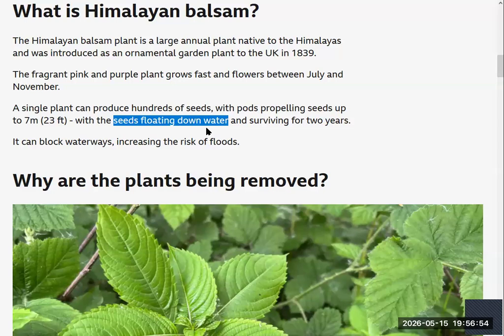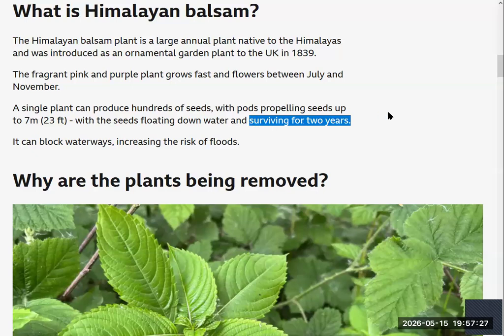And when the seeds blow up into the air 7 odd meters, that's incredibly high, being shot up 7 meters into the air, if they land in the water, they can be spread right the way further down the river or the stream of water. Yeah, okay. And the seeds can live for a long time as well, in the right conditions.